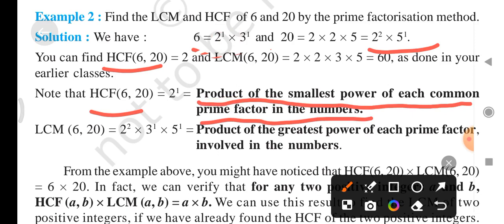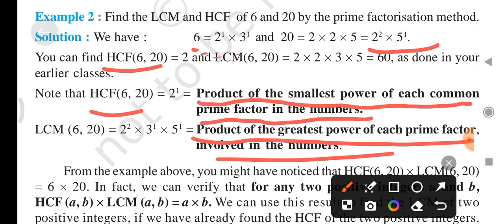LCM of 6 comma 20 is equal to 2 to the power 2 into 3 to the power 1 into 5 to the power 1, which is equal to the product of the greatest power of each prime factor involved in the numbers.